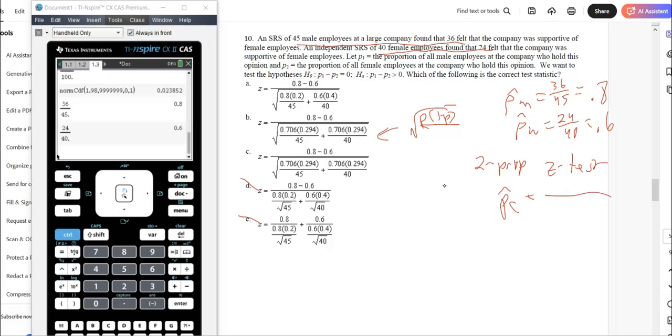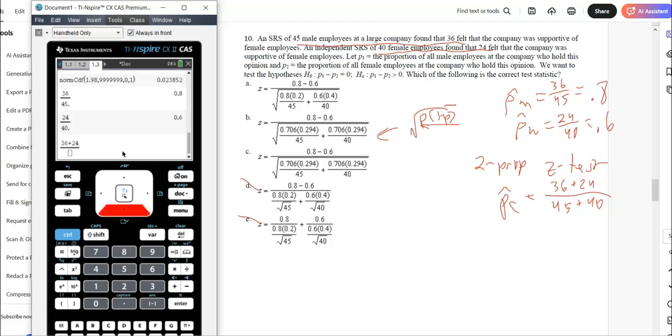So x1 plus x2 would be 36 plus 24, and the n1 would be 45, and the n2 is 40. So you really want to type that in your calculator. I have a feeling I can guess what it is, just looking at the answers, but 36 plus 24 over 45 plus 40 is 0.706. That's where the 0.706 comes from, so it's not that one.